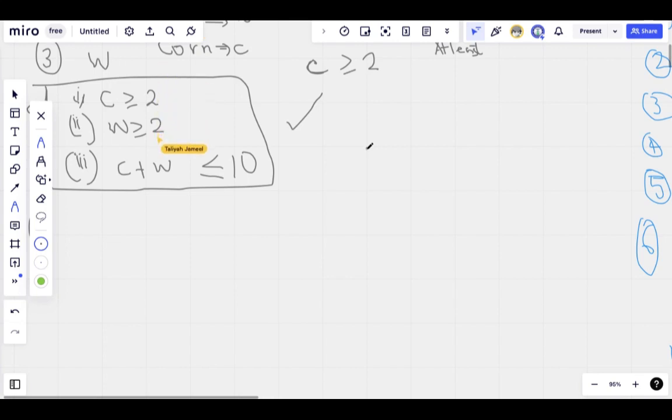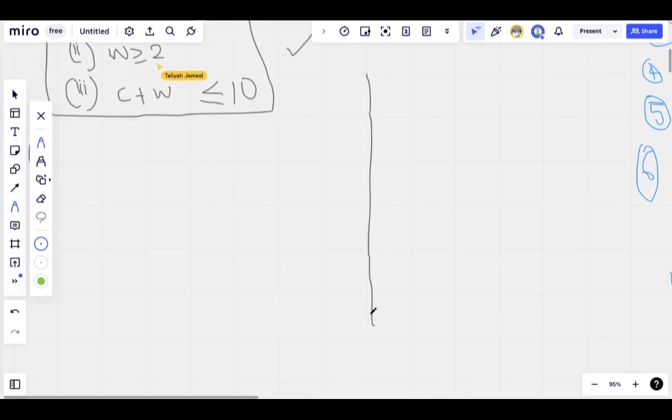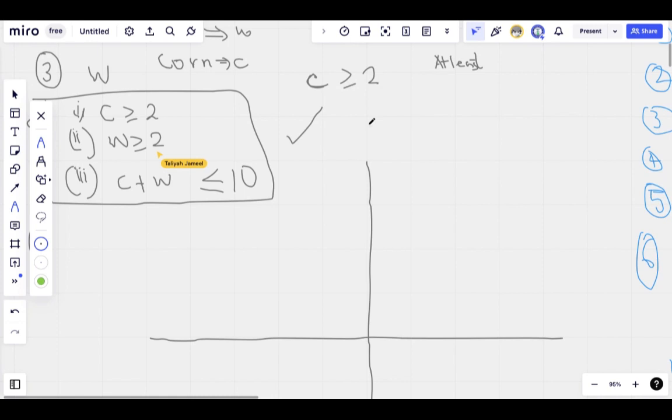Our normal graph. We have our y-axis, and then we have our x-axis. So we can call here our width. The y-axis can be our width, and the x-axis can be the corn. Are you with me? Yes.